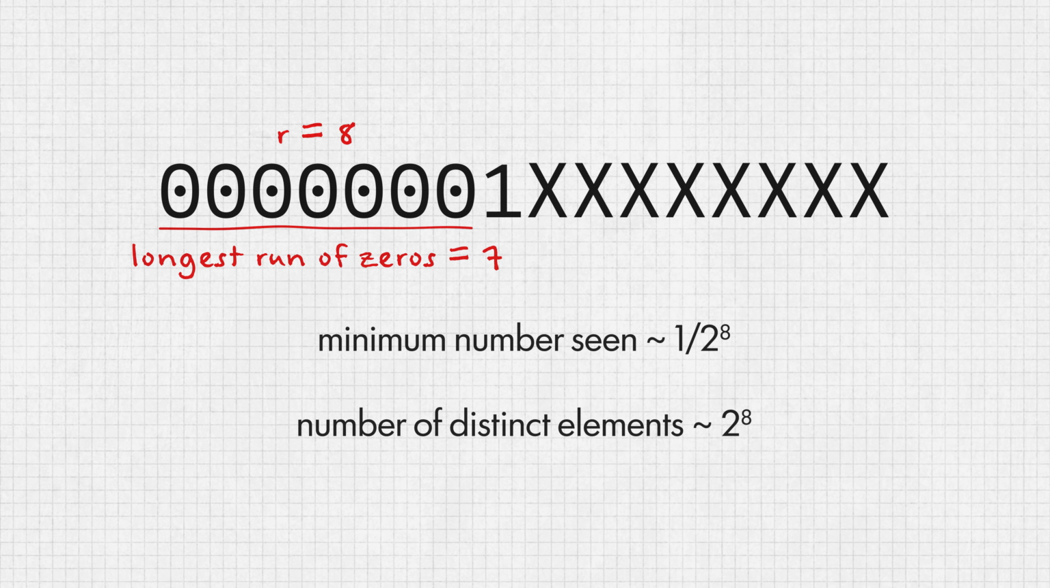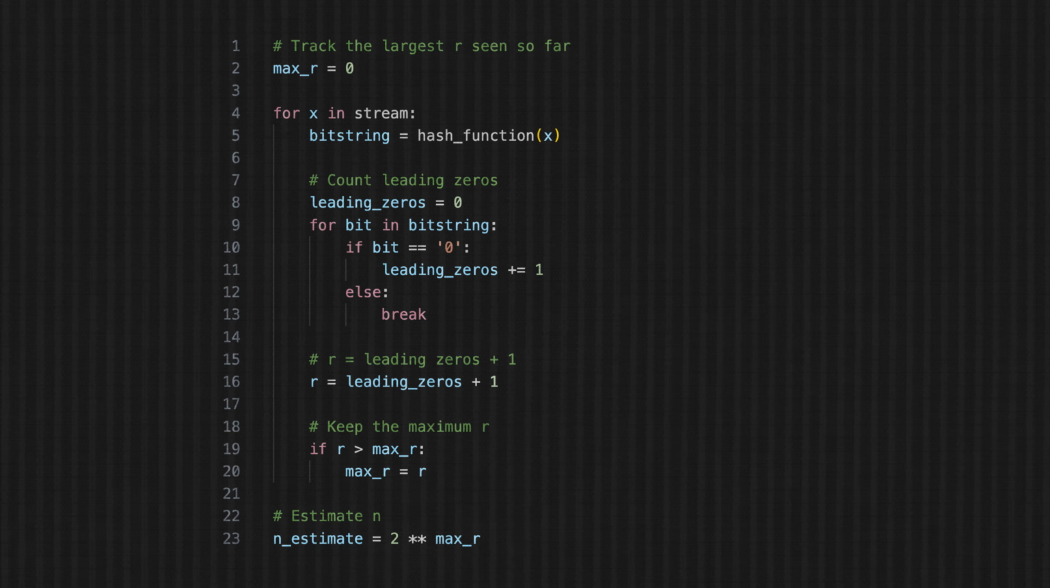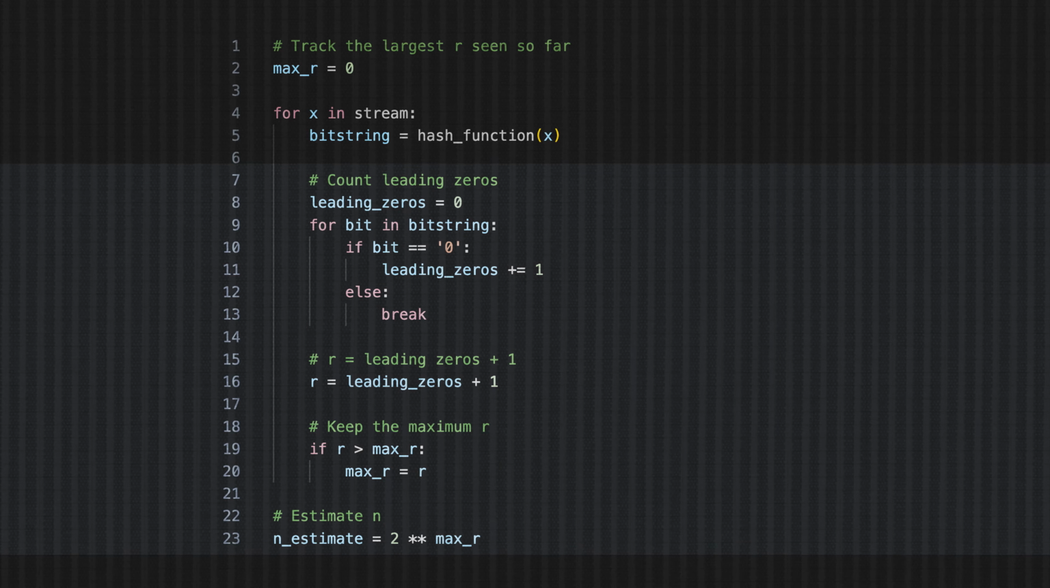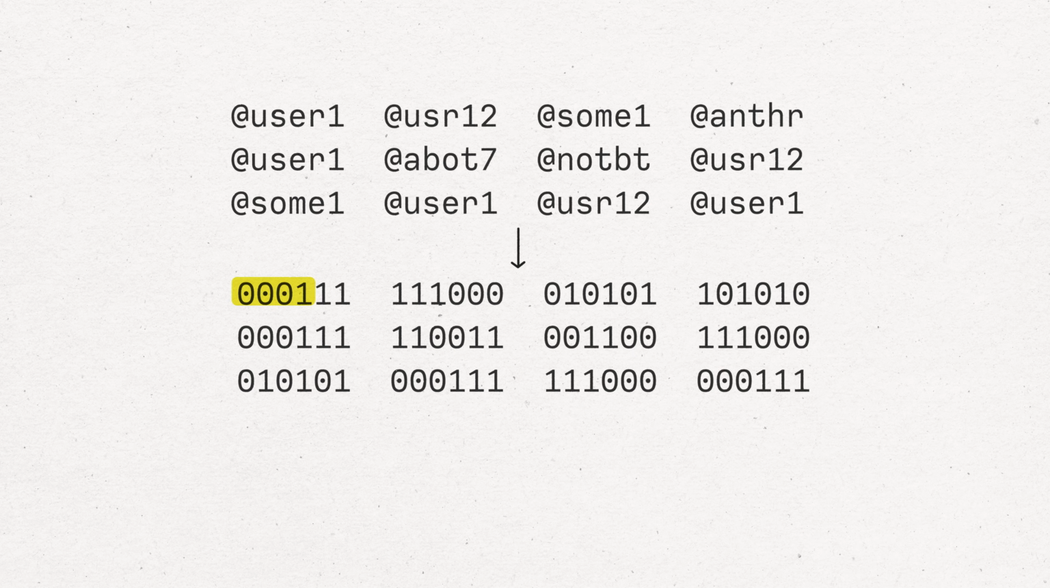This approximation means we can simplify our code because instead of converting each hash bit string into a decimal number, we can just keep track of the longest run of leading zeros. Tracking the longest run of leading zeros gives us a way to estimate the smallest number in the stream and, from that, the number of distinct elements. But at the end of the day, this is just an estimate, and because the hash bit strings are random, the estimate is also random.